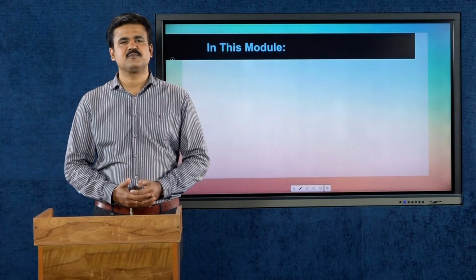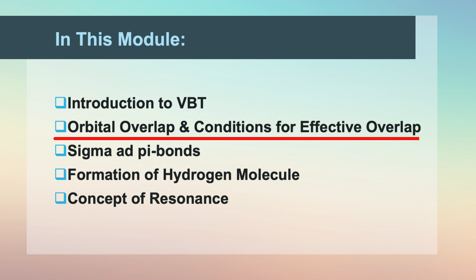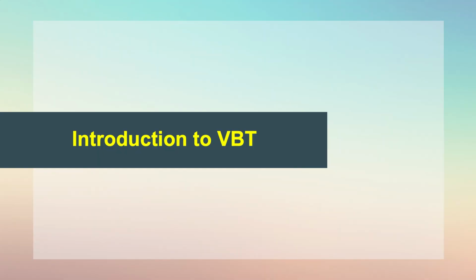The contents of this module are: an introduction to valence bond theory, orbital overlap and conditions for effective overlap, sigma and pi bonds, formation of the hydrogen molecule, and the concept of resonance. First of all, the introduction to valence bond theory.